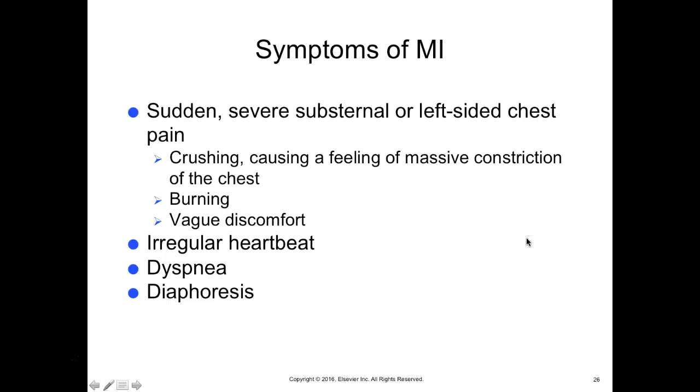All right, symptoms: sudden severe substernal or left-sided chest pain, crushing causing a feeling of massive constriction, burning, and vague discomfort. And again, for women having an MI, just like with coronary artery disease, they may not have the full classic symptoms like men. It may be that they have heartburn or a little shortness of breath, or women can present with classic symptoms, but it's not as common as men. Irregular heartbeat, dyspnea, and diaphoresis.